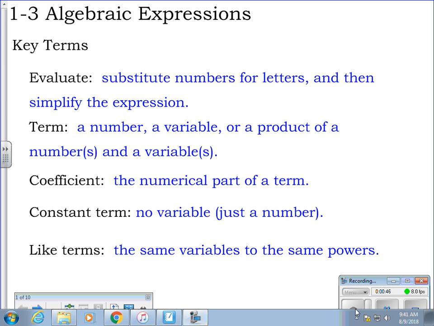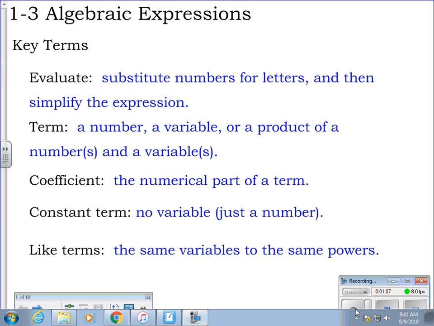So to evaluate, substitute numbers in for letters, and then simplify the expression. This is actually something you do in a lot of other classes. Think about your science classes, and you're doing math in there. Usually, what is it? You have your formula. You plug the numbers into the formula, and you simplify. It's evaluating. Do an awful lot of that.